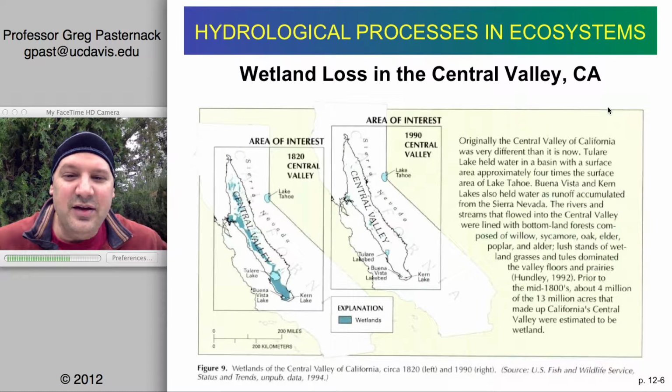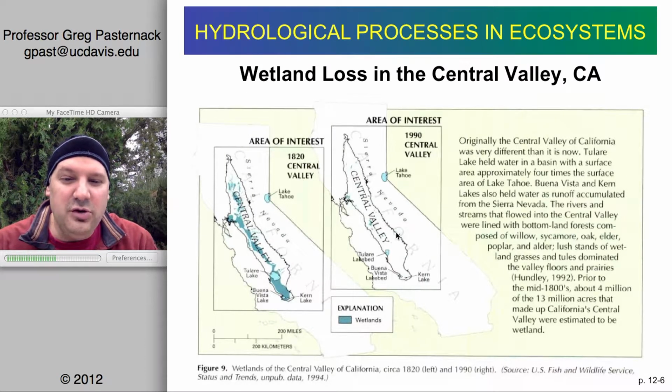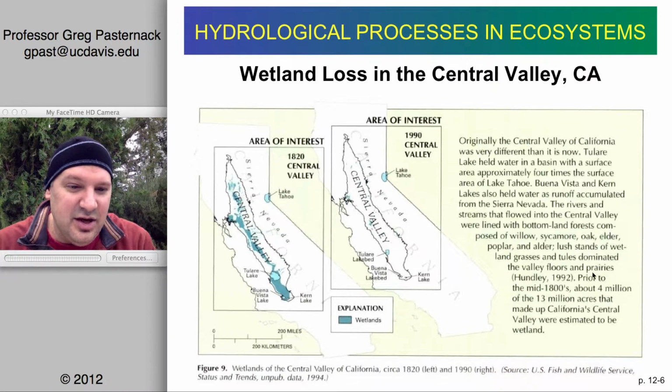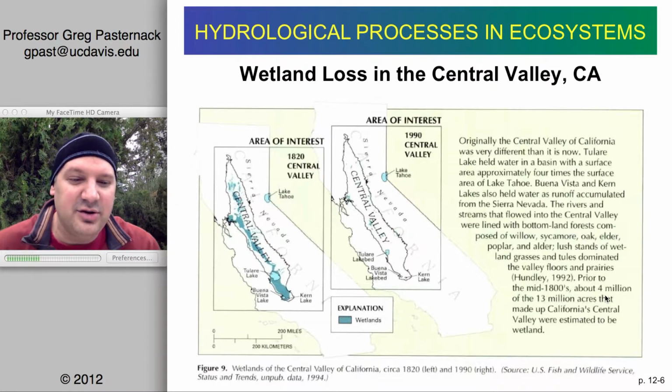Here within the Central Valley of California, we have this alluvial lowland that much of the state drains to. If we look at it historically, like here in 1820, it's kind of hard to see, but there's a large area of wetlands, including Tulare Lake. And that large area of wetlands has primarily been lost. Prior to the mid-1800s, about 4 million of the 13 million acres that made up the Central Valley were wetlands, and almost all of that is gone now.